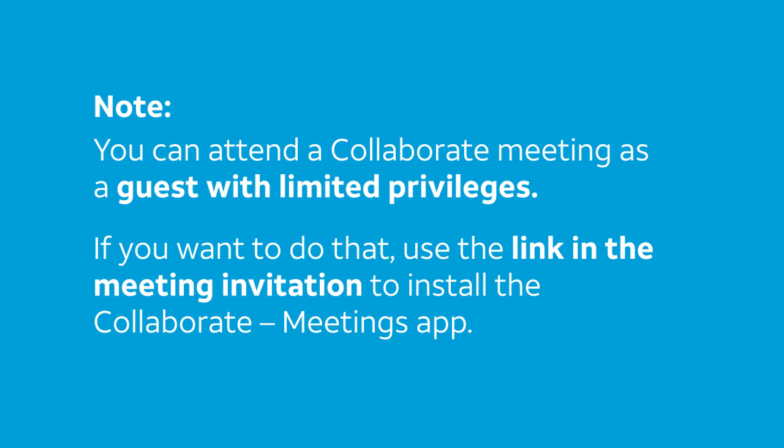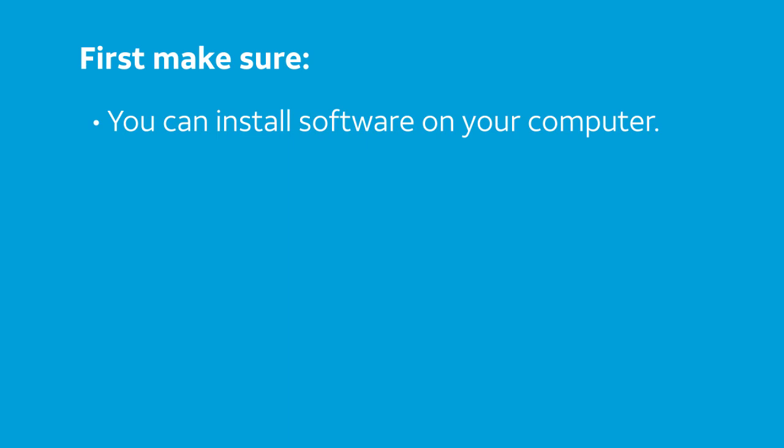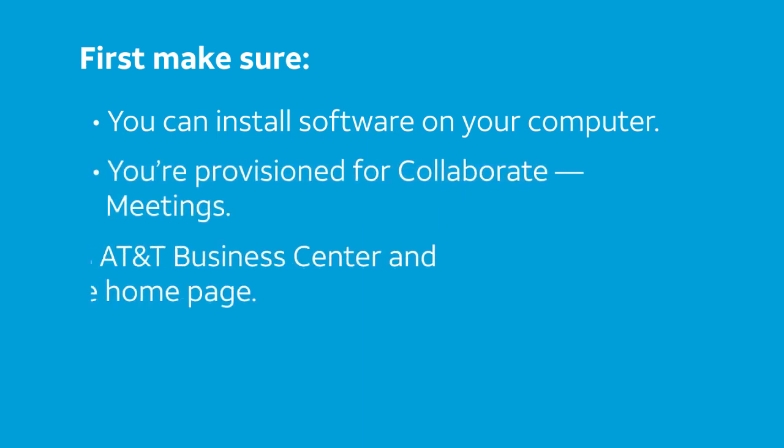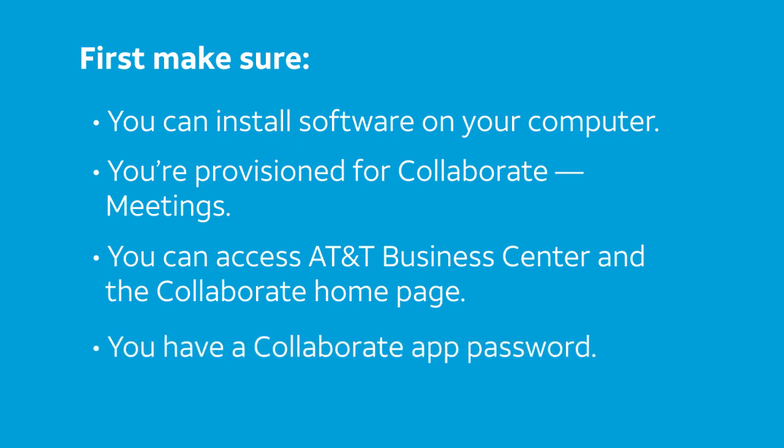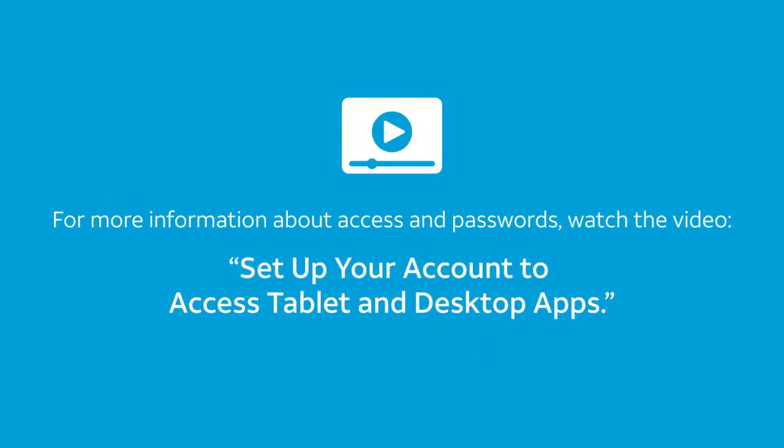But if you want to have full privileges with Collaborate Meetings, before you start the download process, first make sure you can install software on your computer, you're provisioned for Collaborate Meetings, you can access AT&T Business Center and the Collaborate homepage, and you have a Collaborate app password. For more information about access and passwords, watch the video Set Up Your Account to Access Tablet and Desktop Apps.